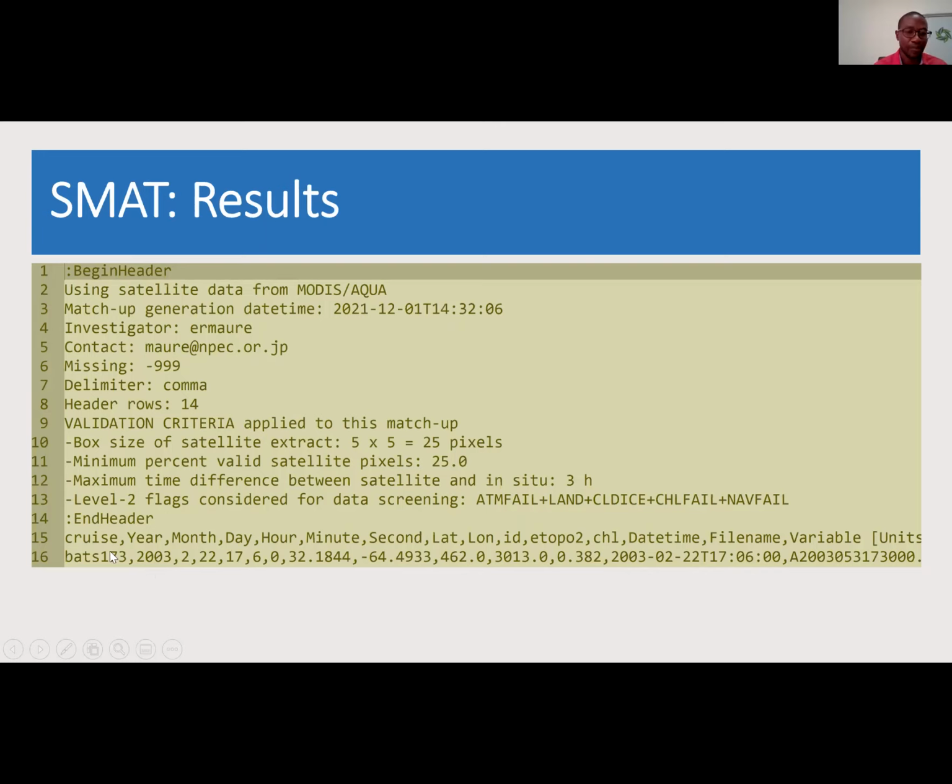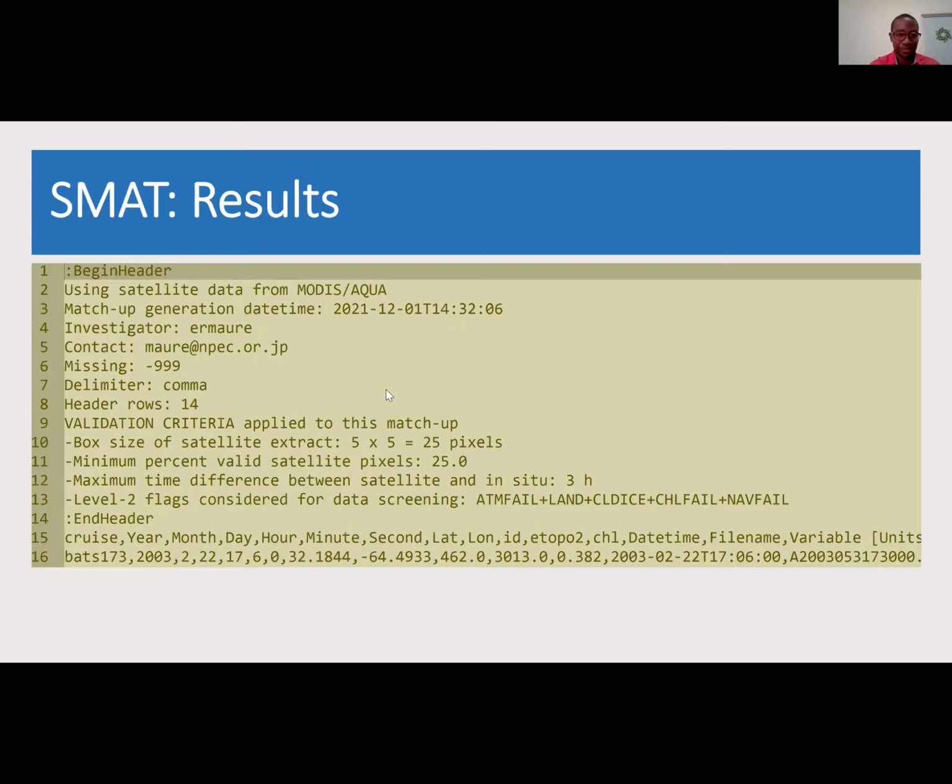So, the header of the data. Here you see cruise, year, month, day, and so on. And more to the right, you get other information about the satellite file name, satellite images, and the pixel values, level 2 flags, and so on.